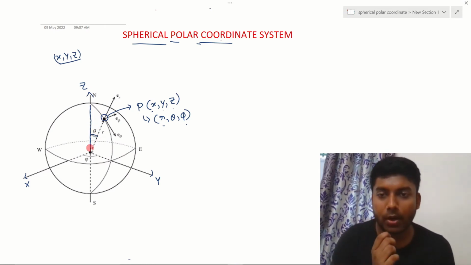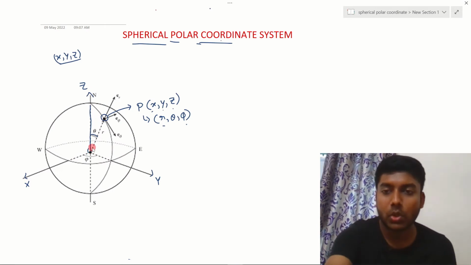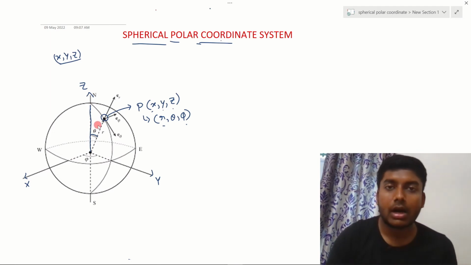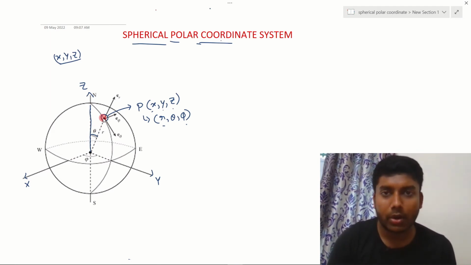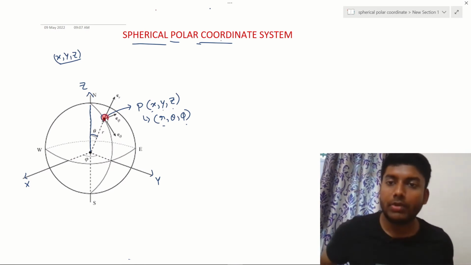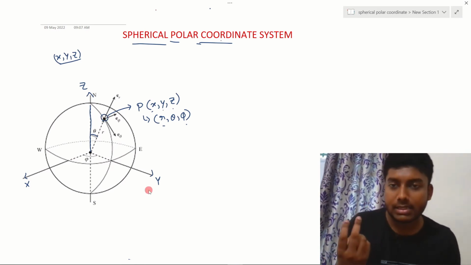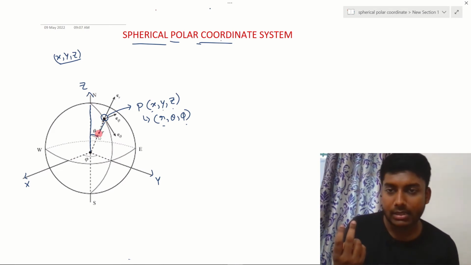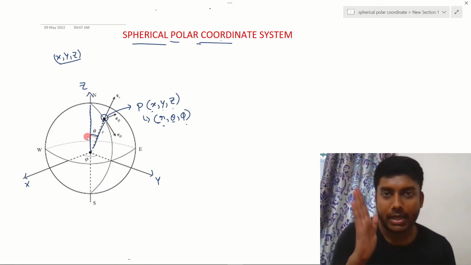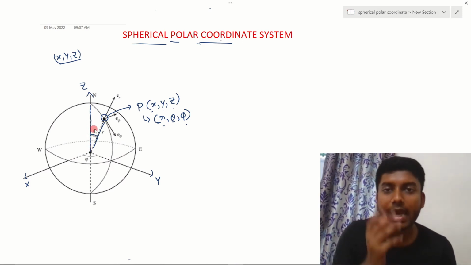From point O, the origin, if we move toward this angle theta, making an angle theta with the z-axis, and move a distance r, we will come to this point. Is that right? Think about yourself. Can we reach that point P with only moving r distance? This distance is r, and this is theta, the angle with the z-axis. Can we reach this point?